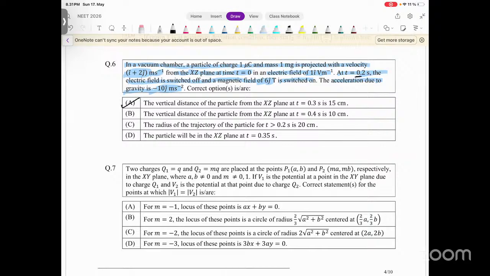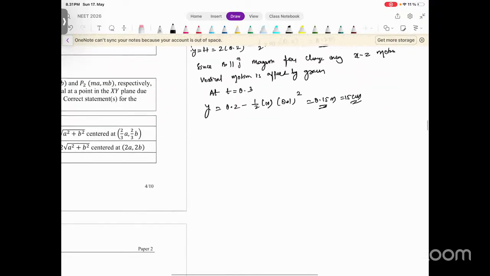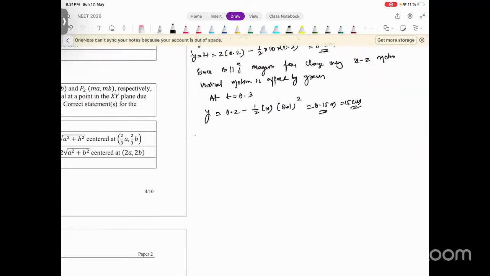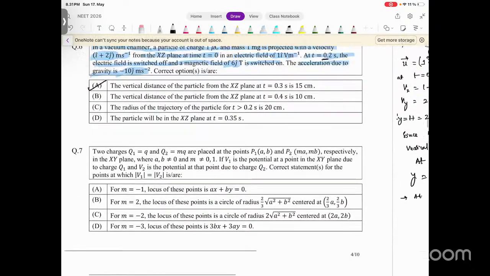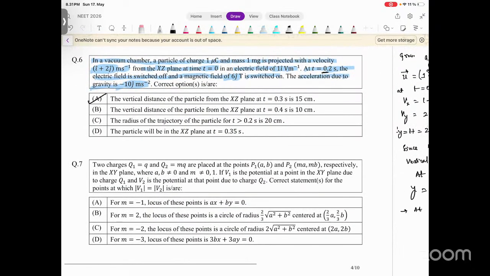Okay, then again, at t equal to 0.4 seconds, the second option, let's try to see it out. Next one, at t equal to 0.4, the Y value will be equal to 0.2 minus half into 10 into 0.4 minus 0.2, that means 0.2 whole square. That means it will become 0. Okay, so if it is becoming 0, and it is given 10 centimeters, B will not come out with us. So this is not coming out for me.